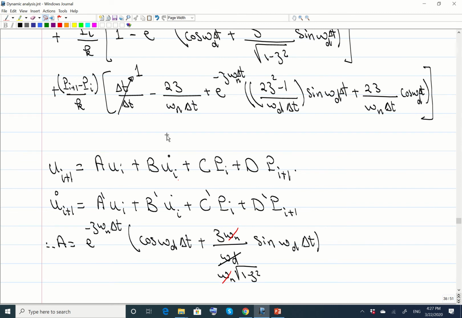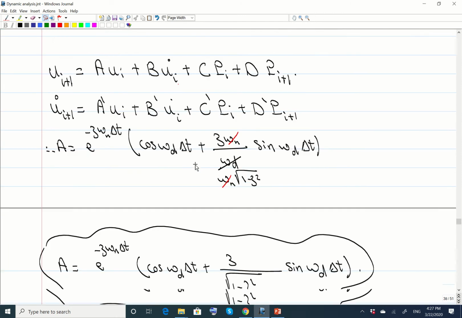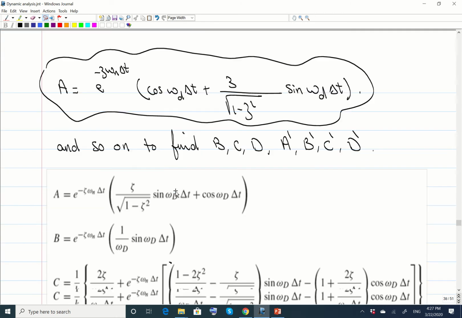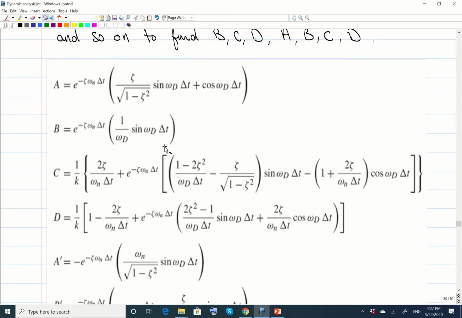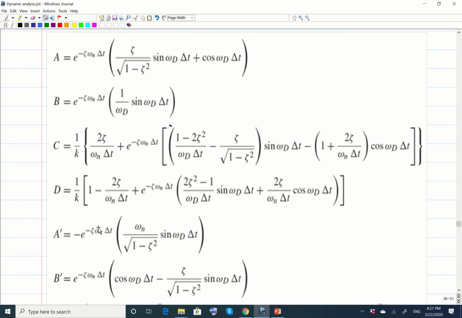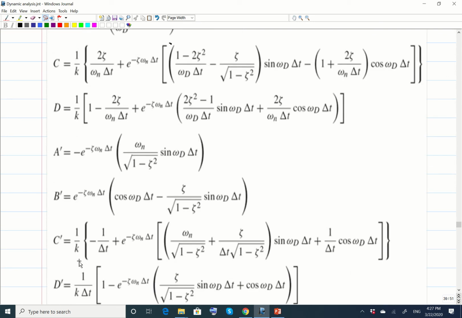And you can find those factors exactly the same way we did over here to find a, b, c, and d. From the derivation, those will be the factors. So a, b, c, and d, a prime, b prime, c prime, d prime.